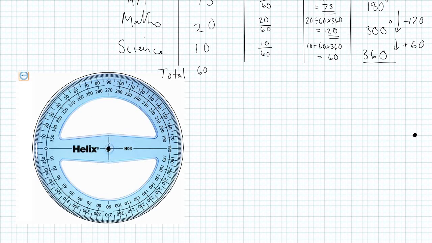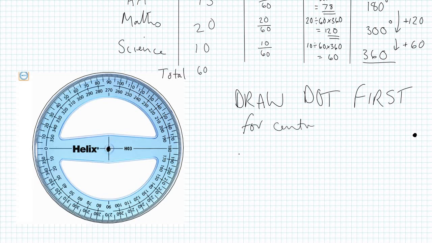So you've got a dot in the middle of the circle and the circle drawn perfectly around the outside. Don't draw the circle first without drawing that dot. Draw the dot first. I'm going to write that down. So draw a dot first for the centre. That's step one. Then you're going to draw around the protractor.